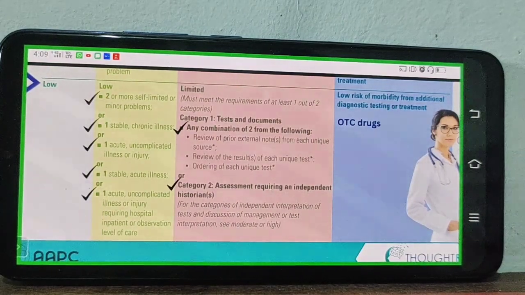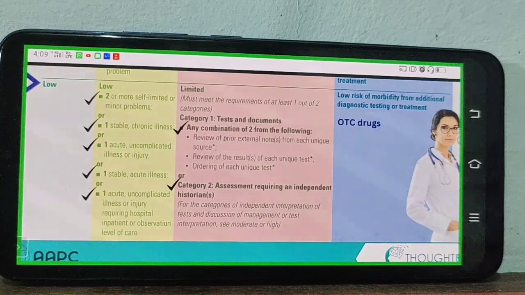Did you understand now? Ma'am, it's the same for the first 2 points as well, right? For review of prior external notes, yes. Review of the result, yes, as well. Not only for the last one, the same for the first and the second point. If you directly get the 2 points from review of prior external note, no need to check the review of the test result and the ordering of each unique test. Okay.